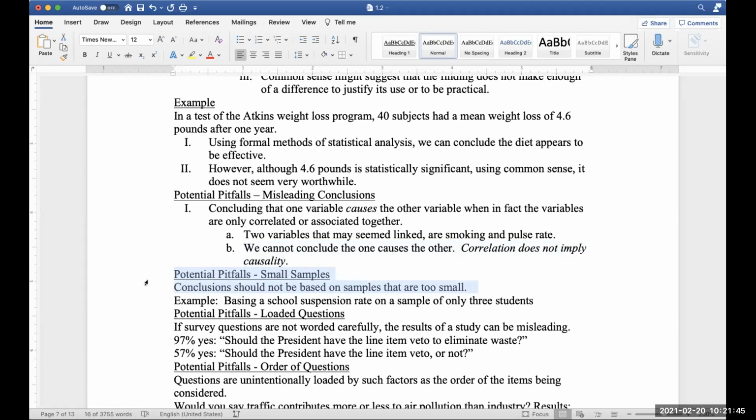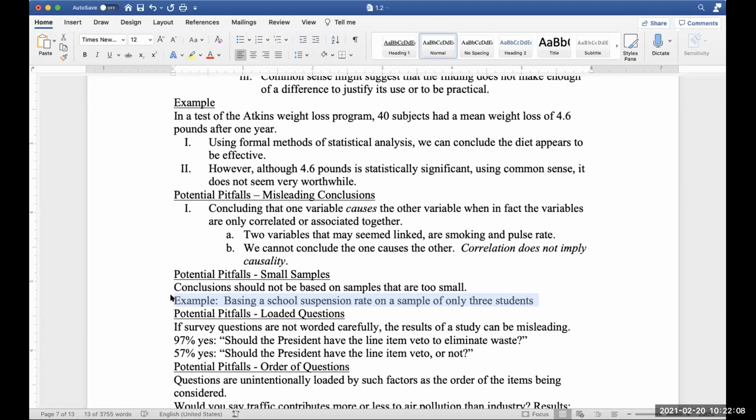Another potential pitfall is small samples. Conclusions should not be based on samples that are too small, for example a school suspension rate based on a sample of 3 students. So 3 students turns out not to be large enough.